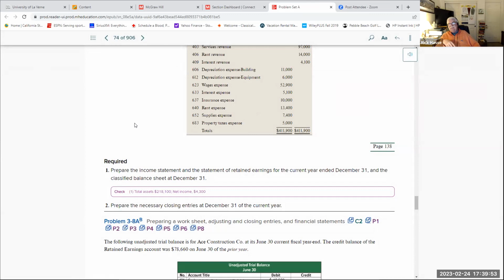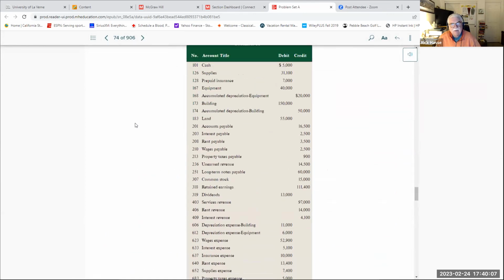It's breaking down some of those assets and liabilities into how old they are. Current is usually 1 year or less, long-term over a year. And that's what a classified balance sheet is. And we'll take a look at that in just a minute. So that's the problem that we're looking at.